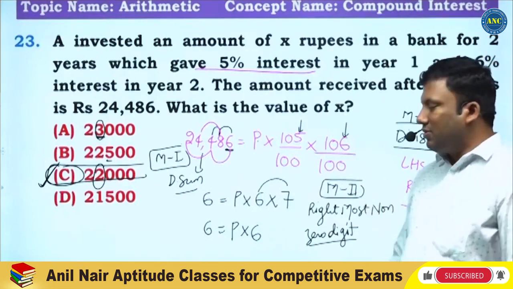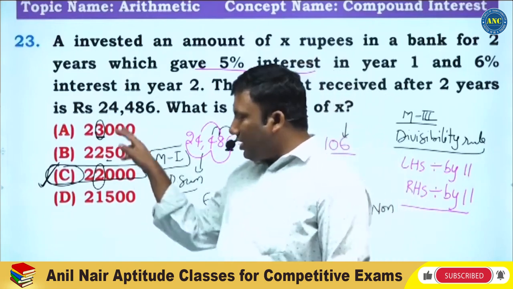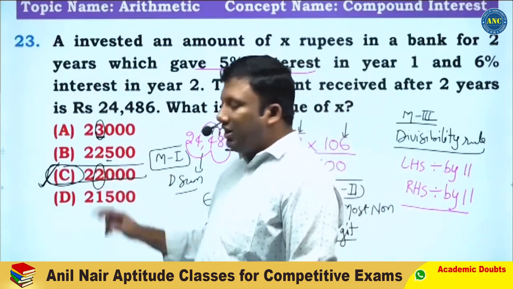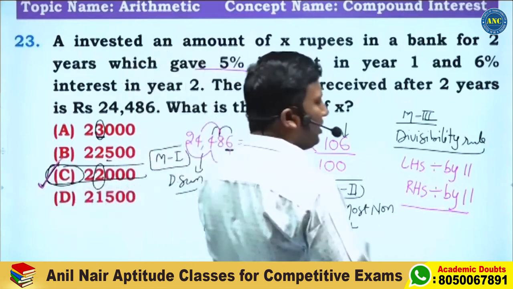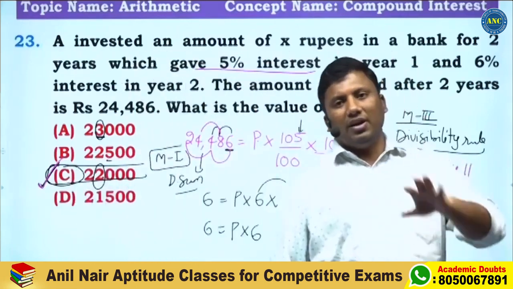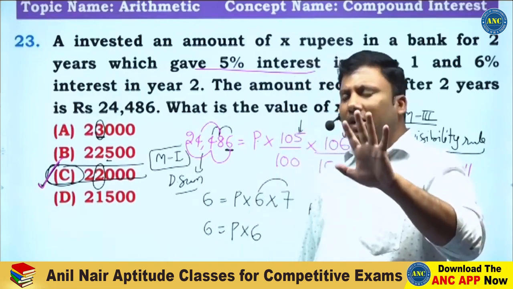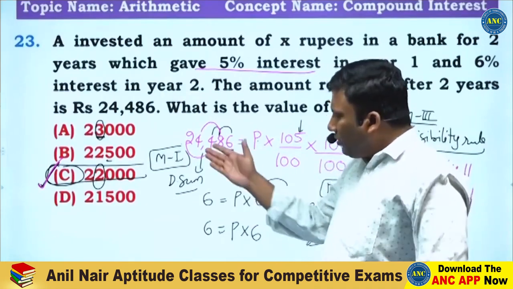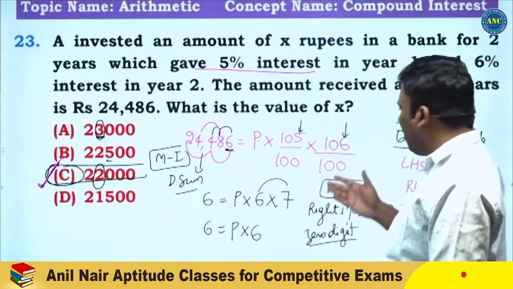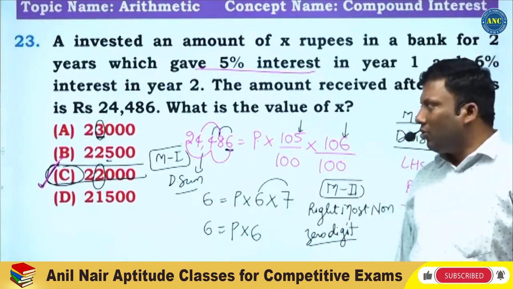106 is not divisible by 11. 105 is not divisible by 11. Answer should be divisible by 11. 22,000 is divisible by 11. Is the idea clear? I hope the idea is clear. Method 1 by using digital sum. Method 2 by using rightmost non-zero digit. Method 3 by using the divisibility rule concept.